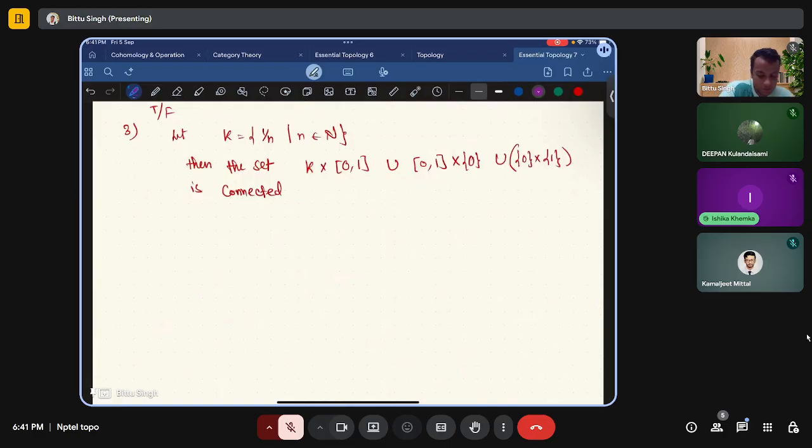Now let us see if the following is true or not. So the set K is 1 by n, where n is natural number. We need to show whether this set is connected or not in R2. So we are considering R2. Okay.